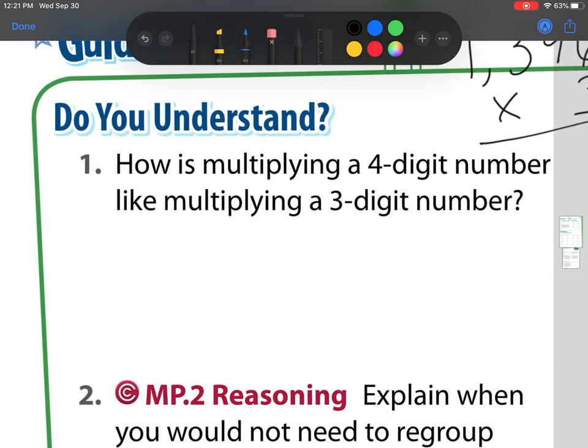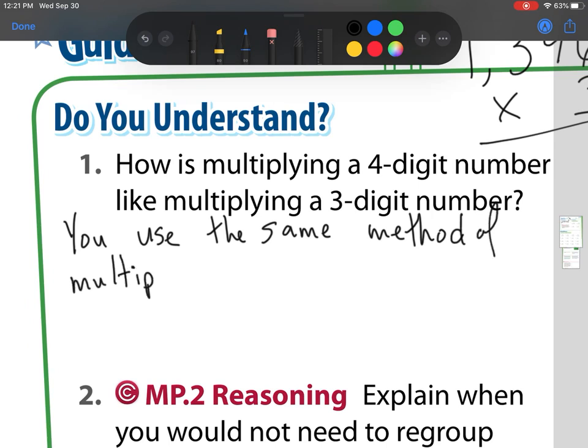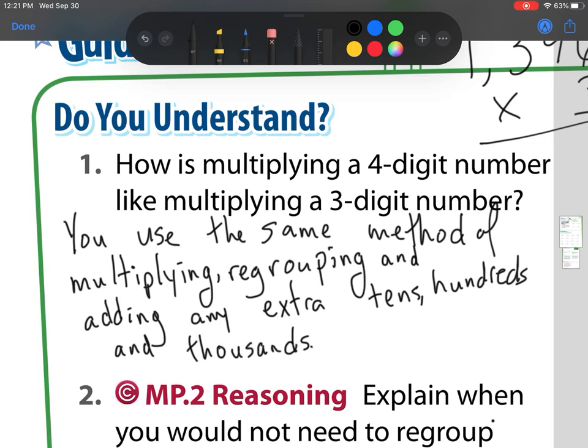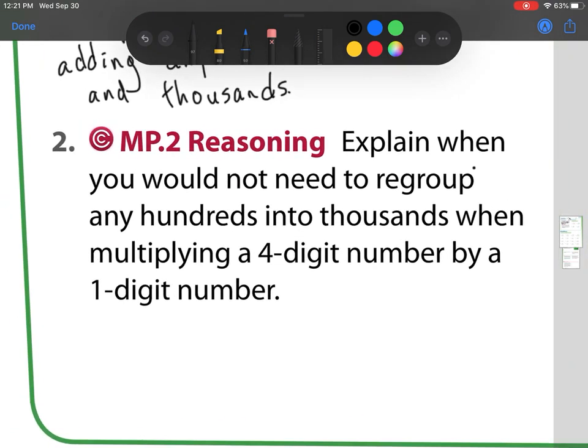It says, how is multiplying a 4-digit number like multiplying a 3-digit number? Well, you use the same steps. You use the same process. You use the same method of multiplying. And what does that mean? We also use the same method of regrouping and adding any extra tens, hundreds, and in this case, thousands. So this is why we want to know our multiplication facts well, because it's going to make this process much easier.